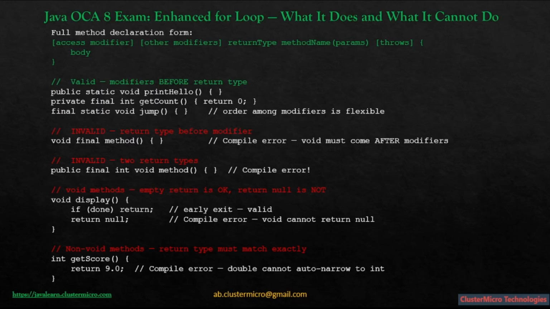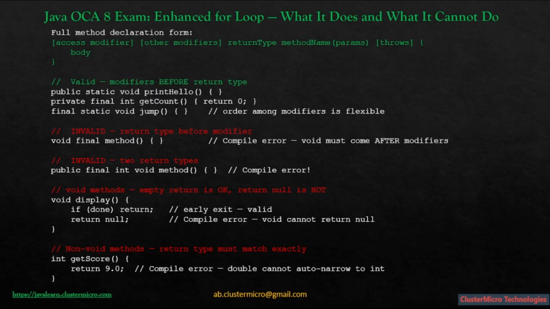For non-void methods, the value returned must be assignment compatible with the declared return type. For example, returning 9.0 from a method declared to return int will cause a compile-time error because Java does not automatically narrow a double to an int.